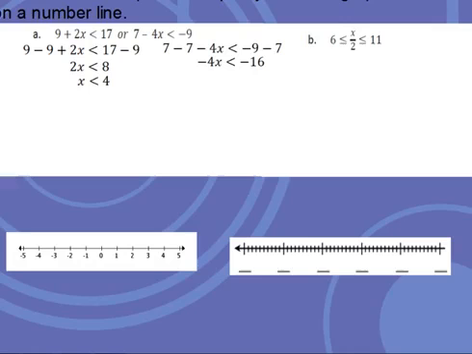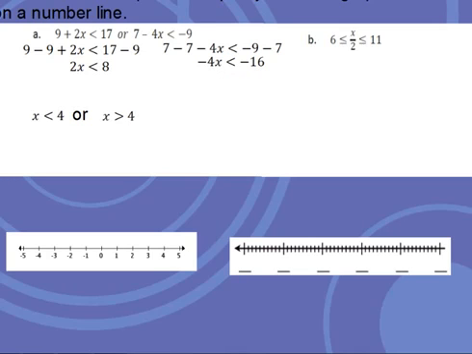Don't forget that when I divide an inequality by a negative, it does flip the symbol. The video in Lesson 14, Solving Inequalities, goes into a little bit more detail as to exactly why that is. So what we get is x is greater than positive 4. Negative 16 divided by negative 4 gives me positive 4, and because I divided by a negative, it flips the symbol. So we're going to need to graph x is less than 4, or x is greater than 4.